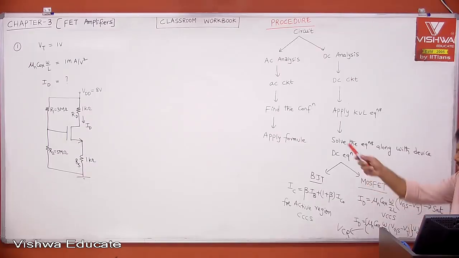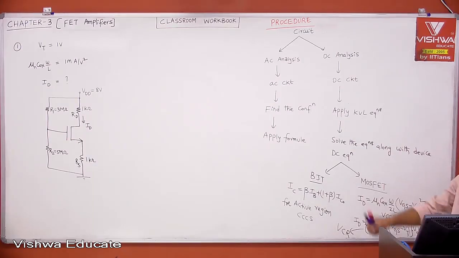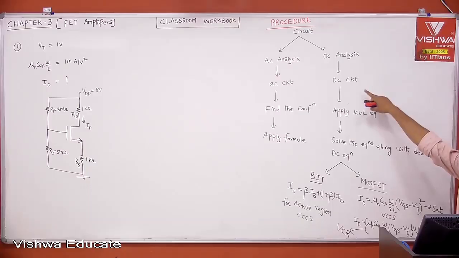Then try to apply the procedure to solve the problem. Tell me, based on the problem statement, is it a DC analysis problem or an AC analysis problem? Surely it is a DC analysis problem, because it is asking for ID. Actually the circuit itself is a DC circuit. No AC signal, no capacitor, no inductor.